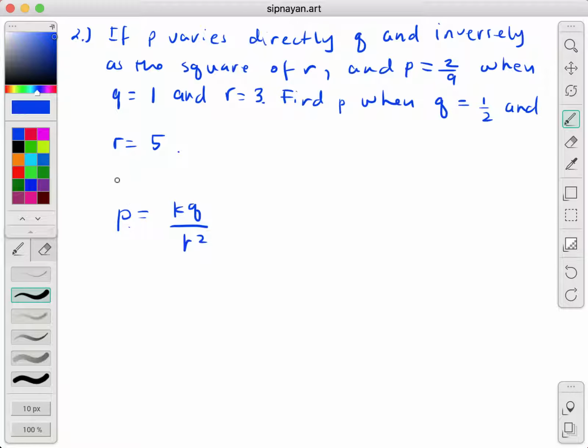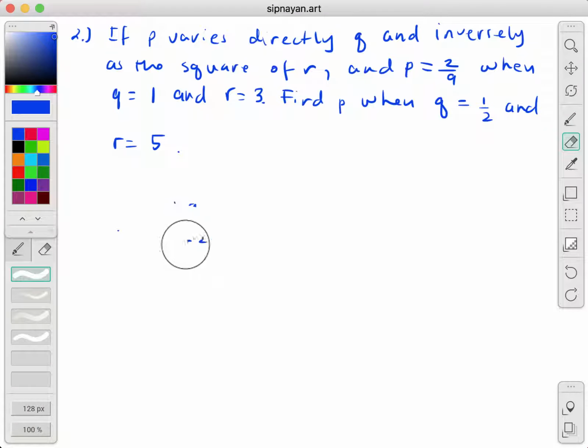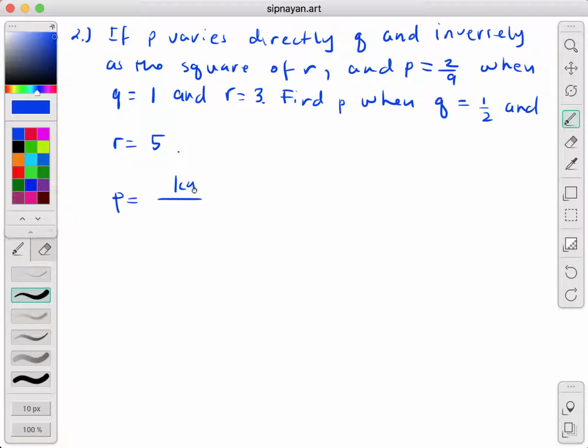So, ito yung ating equation: p equals kq over r squared. And ang p natin ay 2 over 9 equals k times q, which is 1, over r squared. This is our r. So, this is 3 squared or 9. R squared, di ba? So, 3 squared is 9.